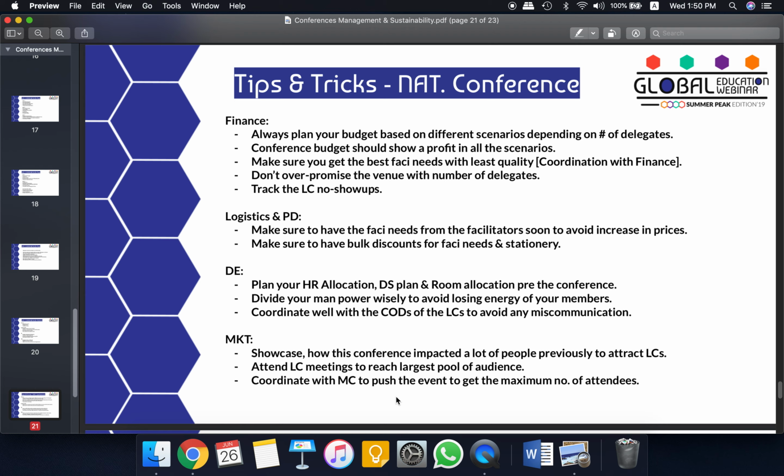For DE, coordinate well with the CDs of the LCs to avoid any miscommunication. Divide your manpower wisely to avoid losing energy of your members. Plan your HR allocation and DS plan room allocation pre the conference.